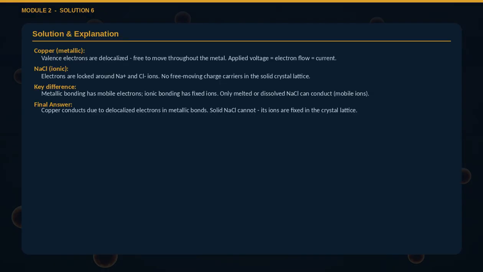In copper, metallic bonding creates delocalized electrons that are free to move throughout the metal. When voltage is applied, these mobile electrons flow as electric current.